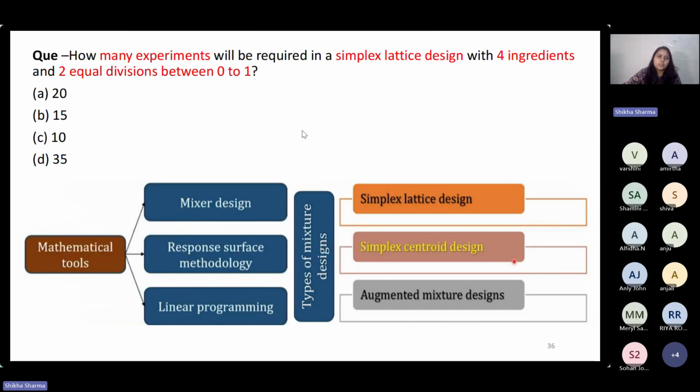Okay, so let's solve this question. We have this question which is about simplex lattice design. We have different mathematical tools, which can include mixture designs, response surface methodology, and linear programming. And in mixture design, we have the simplex lattice design, simplex centroid design, and augmented mixture design. So we are talking here about simplex lattice design. How many experiments will be required in a simplex lattice design with 4 ingredients and 2 equal divisions between 0 and 1?